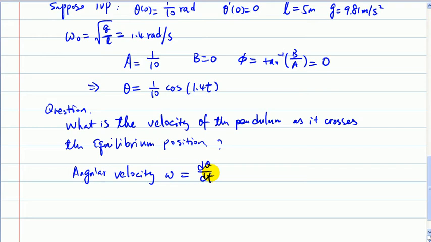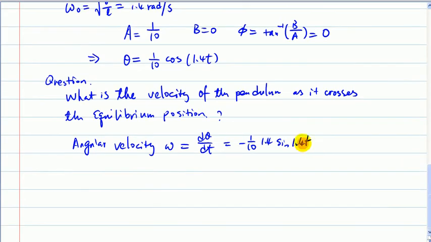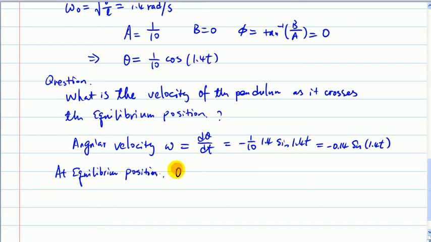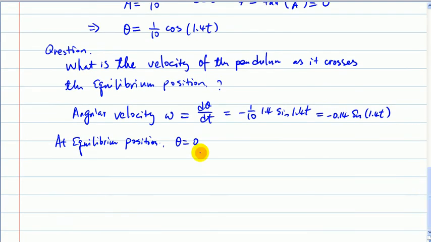Based on this equation, we get negative 1/10 times 1.4 sine 1.4t. With a little simplification, that becomes negative 1.4 sine 1.4t, because that's the angular velocity. At the equilibrium position, you see that theta is equal to 0.